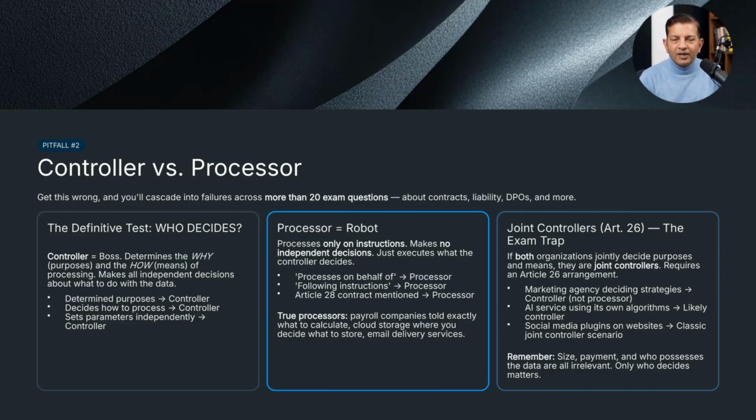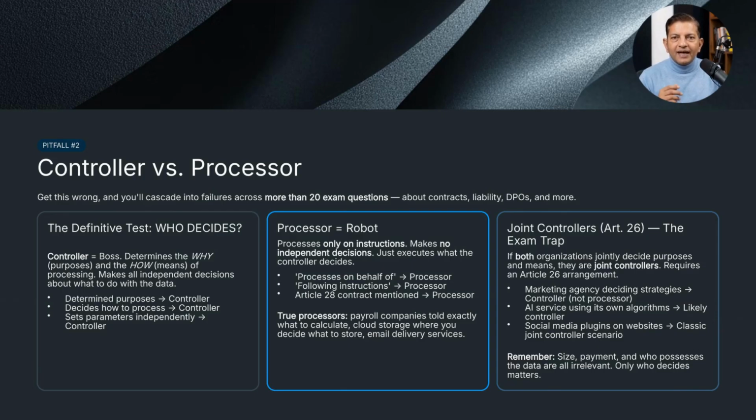Why does this matter so much? Because if you get the controller versus processor distinction wrong, it will cascade into failures across the entire exam. You'll miss questions about Article 28 processor contracts. You'll miss Article 26 joint controller arrangements. You'll get DPO requirements wrong because processors and controllers have different requirements. You'll mess up liability questions. Article 82 says both can be directly liable, and you'll confuse GDPR obligations because they have different responsibilities. This one distinction affects more than 20 exam questions.